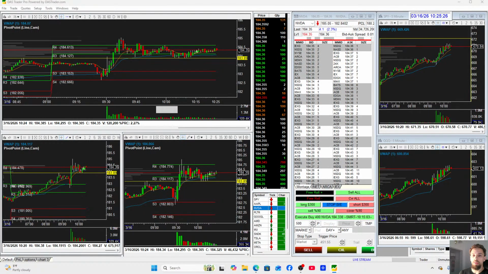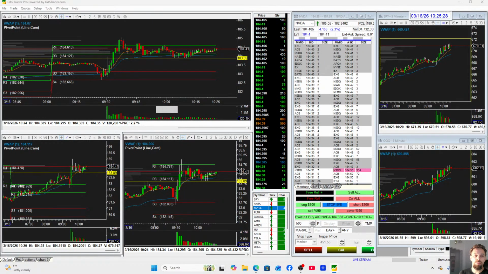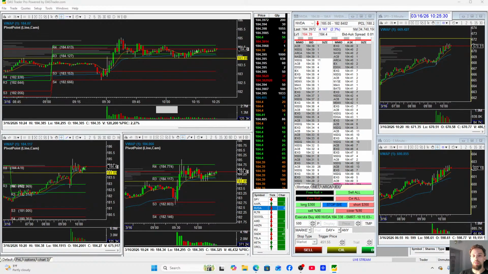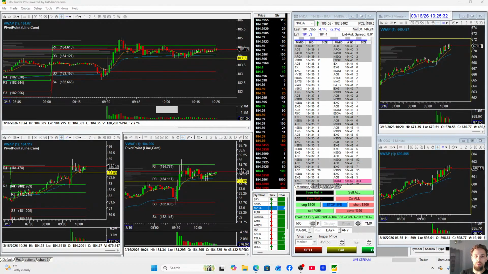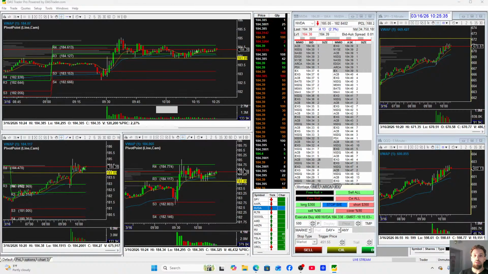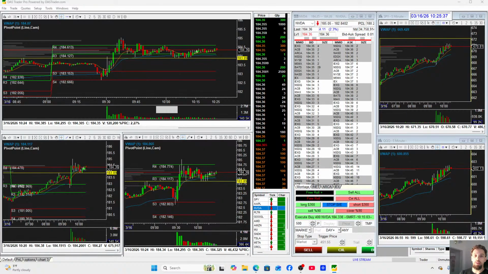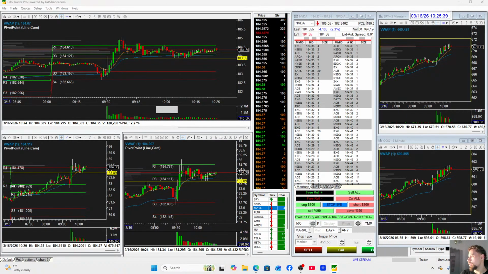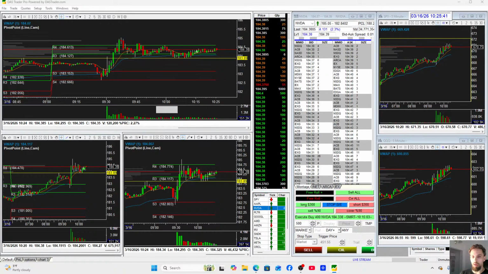Yeah, I need to get the average true range indicator on my chart, because that'll give me a really good idea. If we've already exhausted the average true range on a day, then stocks may just bounce within the high and low of that specific day.